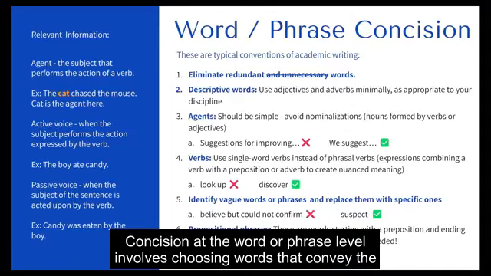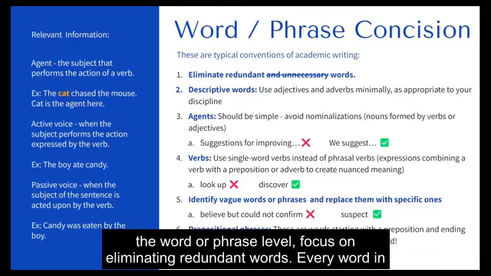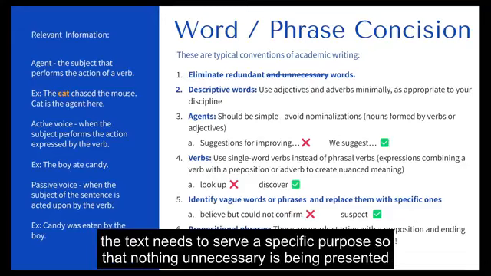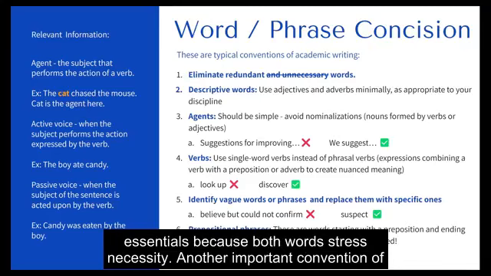Concision at the word or phrase level involves choosing words that convey the message effectively while using the fewest words necessary. When examining concision at the word or phrase level, focus on eliminating redundant words. Every word in the text needs to serve a specific purpose, so that nothing unnecessary is being presented to the reader. For example, rather than writing basic essentials, we can simply say essentials because both words stress necessity.